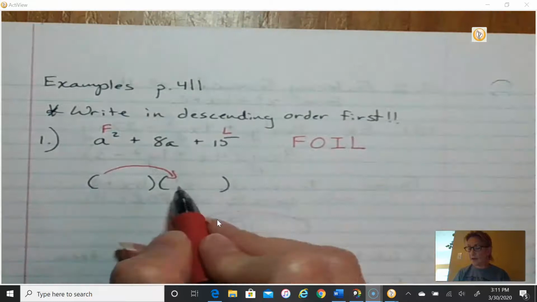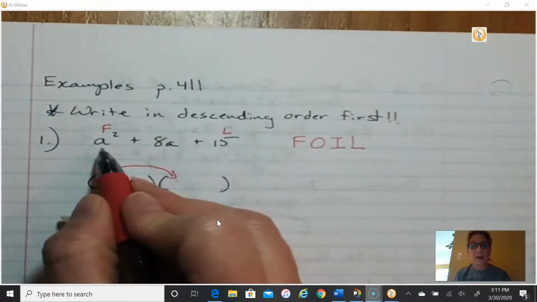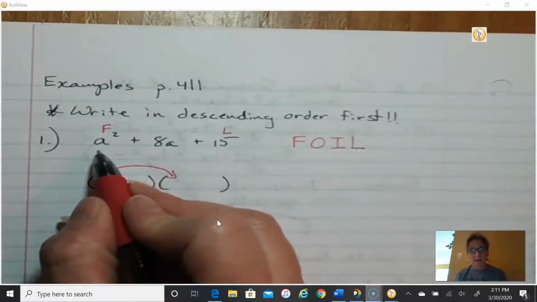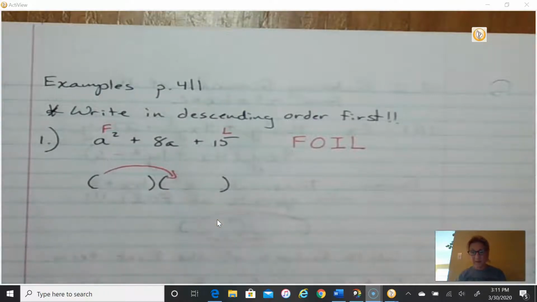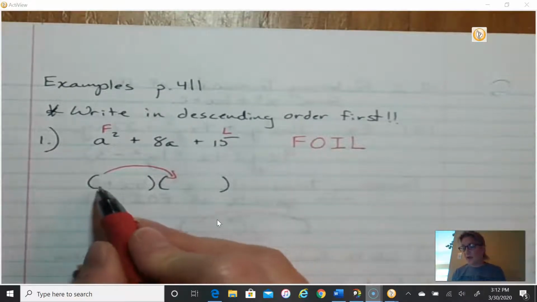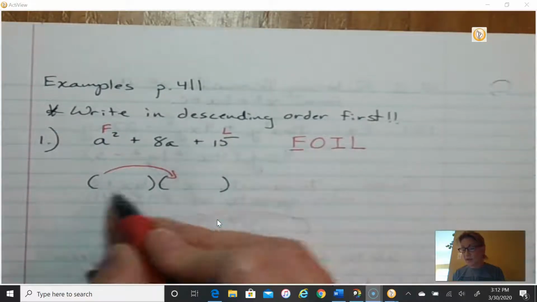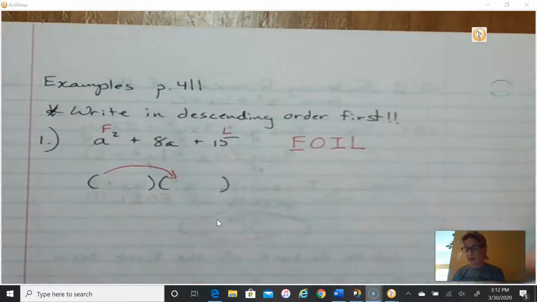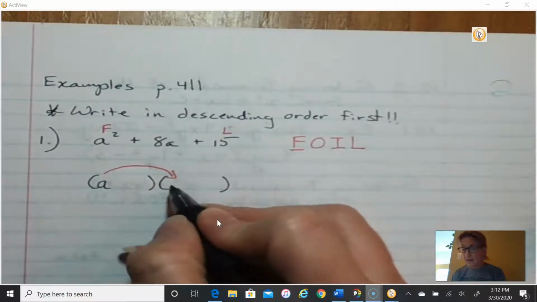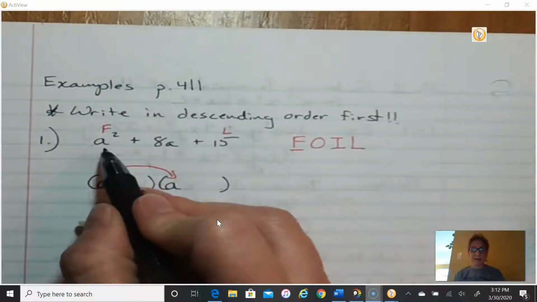So what times what is going to give you a squared? Think about that. Now, if this is confusing already, you need to pause, step away, and then come back and rewind and do it again. Rewind. I'm old. Whatever you call it. Okay. So what times what? Remember, this is first. Gives me a squared. A times a gives me a squared.